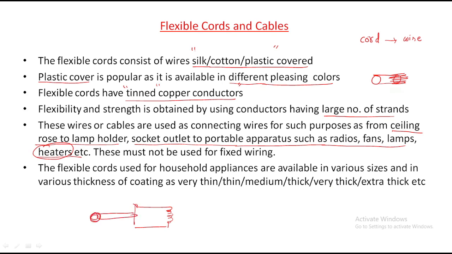But if you observe, the heater wire is a very thick wire. That is the flexible cord, because bending is easy and it consists of a more number of strands. The flexible cords used for household appliances are available in various sizes and various thicknesses of coating: very thin, medium, thick, very thick, extra thick.